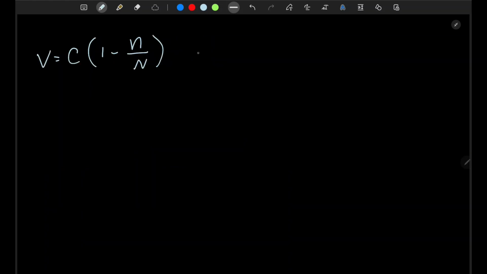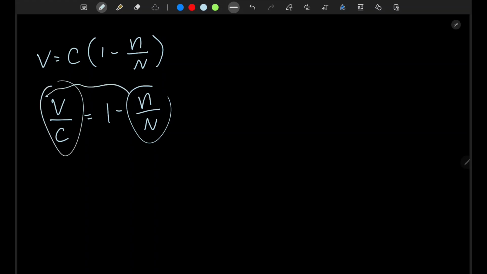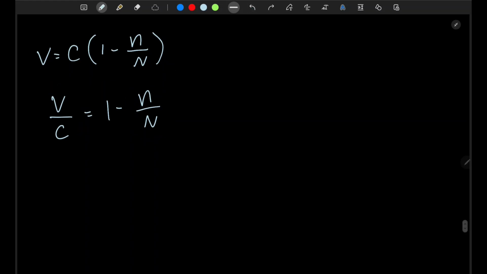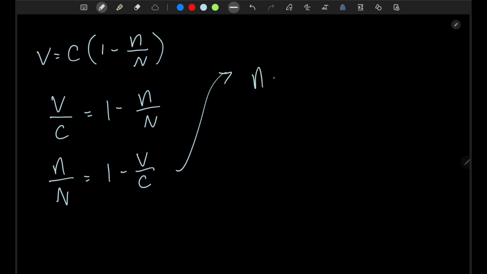Okay, and another one, and we are going to be solving for small n. So the first thing we want to do is get rid of the c. We're going to have v over c equals 1 minus n over big N. And then let's switch these and just change the sign on them. So we are going to have n over big N equals 1 minus v over c. And then we can just take this N, move it diagonally across the equal sign. It's going to come over here where we have n is equal to big N multiplied by the whole side, 1 minus v over c. And there we have it.